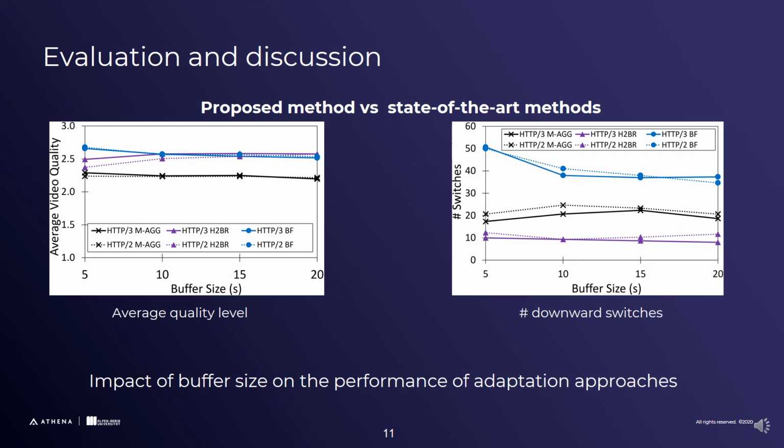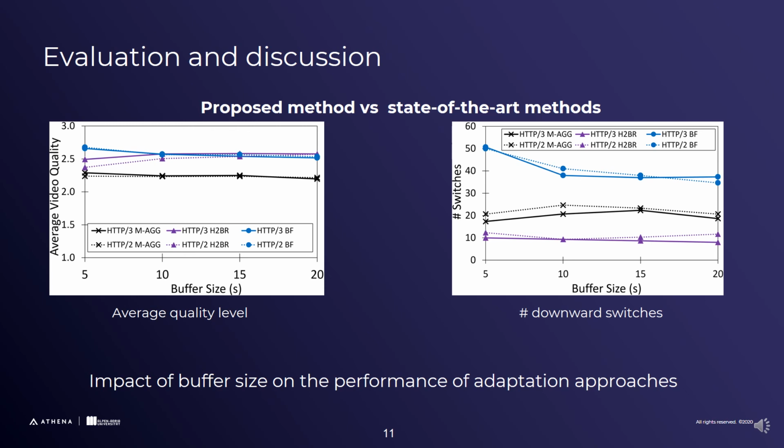Here we compare our proposed method with others. Our proposed approach achieves the best performance when HTTP3 over QUIC is used for streaming and the buffer is at least 10 seconds. H2BR achieves the highest average video quality as shown in the left figure and the lowest number of switches as illustrated in the right figure. Although backfilling provides a relatively high average video quality, it suffers from the highest number of switches.